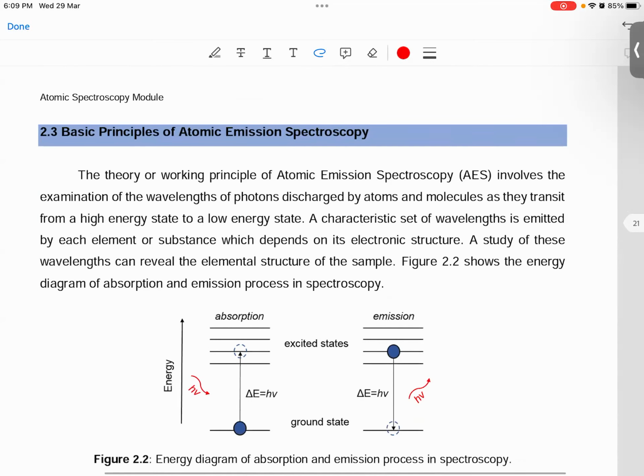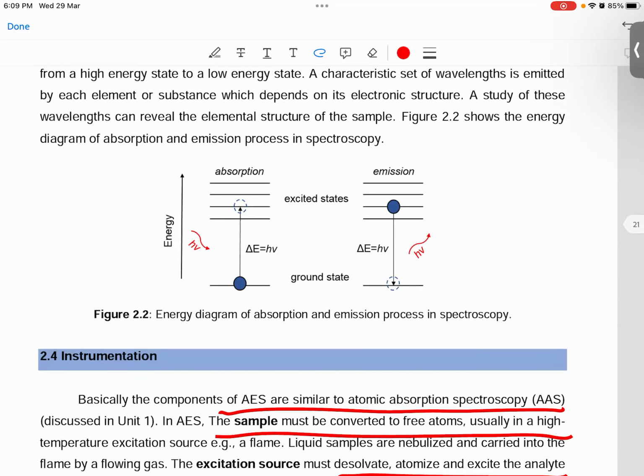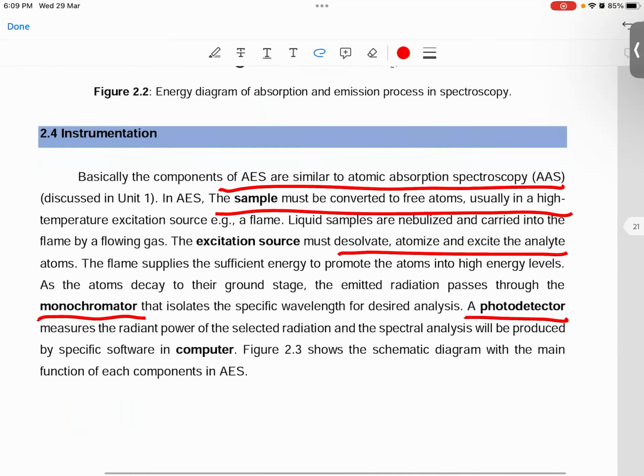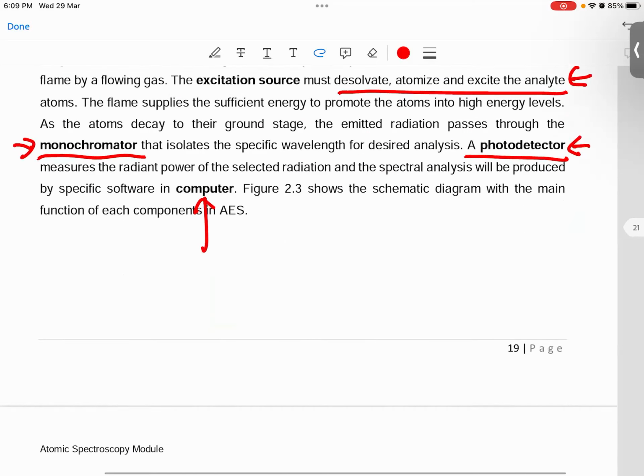So the theory, this one we have passed, and we have discussed this in detail in lecture 1. You can see basically the components of AES are similar to AAS. The sample has to be atomized, okay, and you have a monochromator as well as a detector, and of course the display unit. So this one is similar.